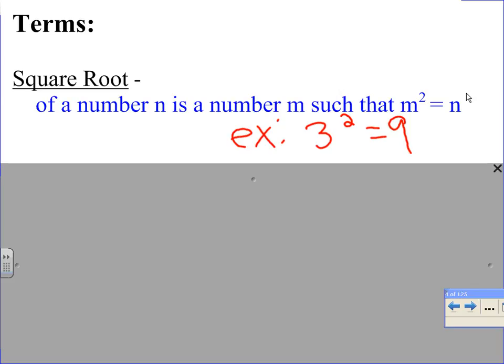So underneath that first warm-up, the first definition we need to talk about is square root. We already have had an introduction of it. So let's now make sure you guys write down from your book, a square root of a number n is the number m such that m squared equals n.